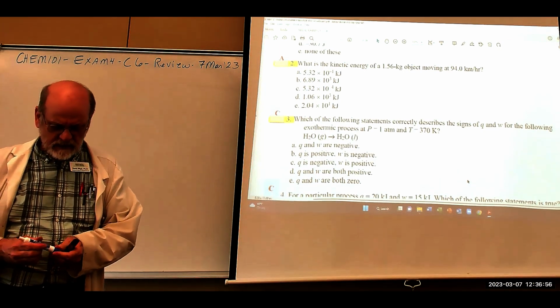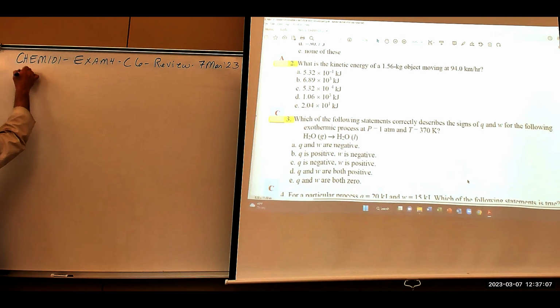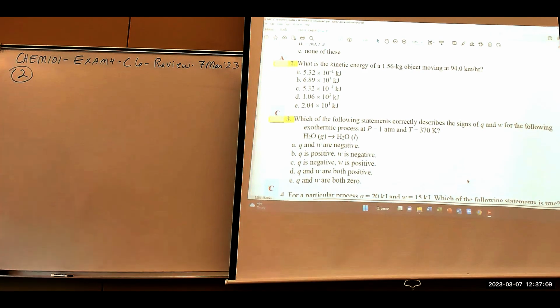Thermochemistry. As usual, I picked out some problems from the review document and highlighted them. Those are the ones we're going to work with today. Start with number 2. What's the kinetic energy of a 1.56 kilogram object moving at 94 kilometers per hour?